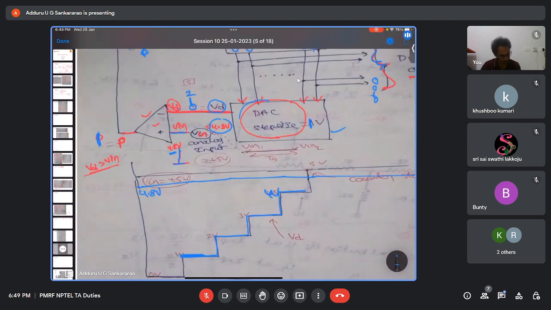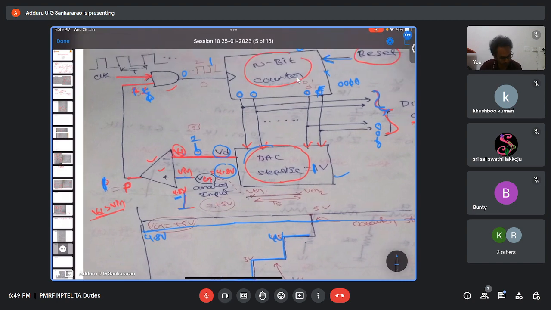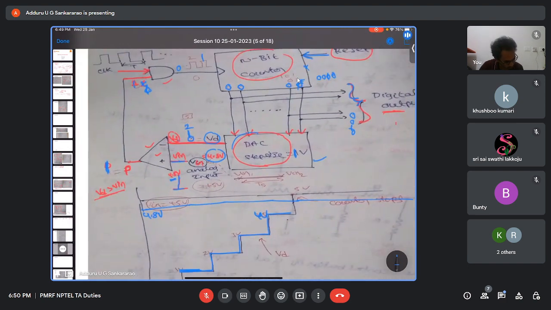Okay. Now the next, again one more clock pulse entered. So the fifth clock pulse came at the input. Now the output of the counter is what? 0 1 0 1. Now DAC output is what? 5 volts. Now our input is 4.8 volts. DAC output is 5 volts. So what is the P? Output of comparator will become 0.